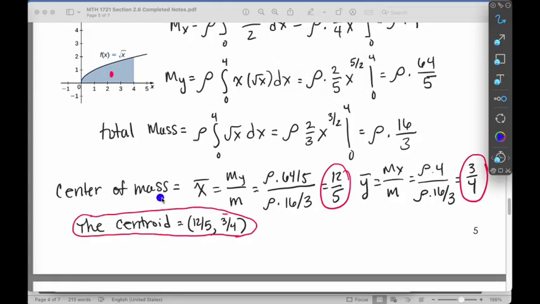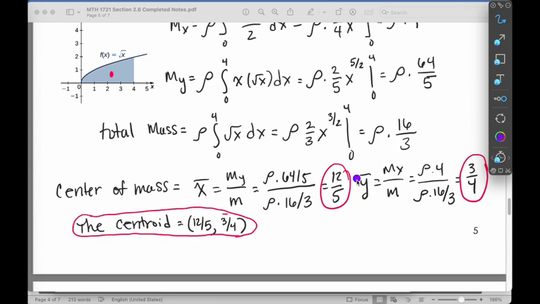Now, to find the center of mass, to find the x-coordinate, I take my moment about the y-axis and divide by the total mass. And so we got the moment about the y-axis was 64 over 5 times rho, so that's this here. And then the total mass we get is rho times 16 over 3. And this is why the density doesn't matter as far as us knowing what it is, because when we divide, this just becomes rho divided by rho, which is 1. And so we end up getting, for our x-coordinate, 12 over 5.